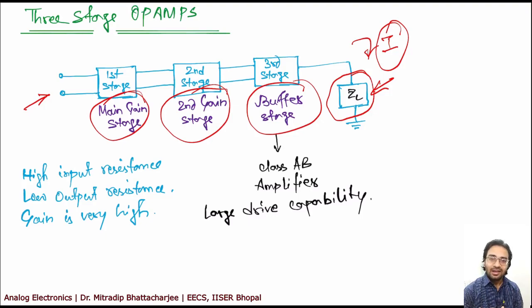So if you increase the output current, your output resistance is going to be low. This is a characteristic of an op-amp: it provides high input resistance and low output resistance, and the gain is very high. So you have high gain, high input resistance, and low output resistance, which are the characteristics of an op-amp. Okay, so this one is to remember.